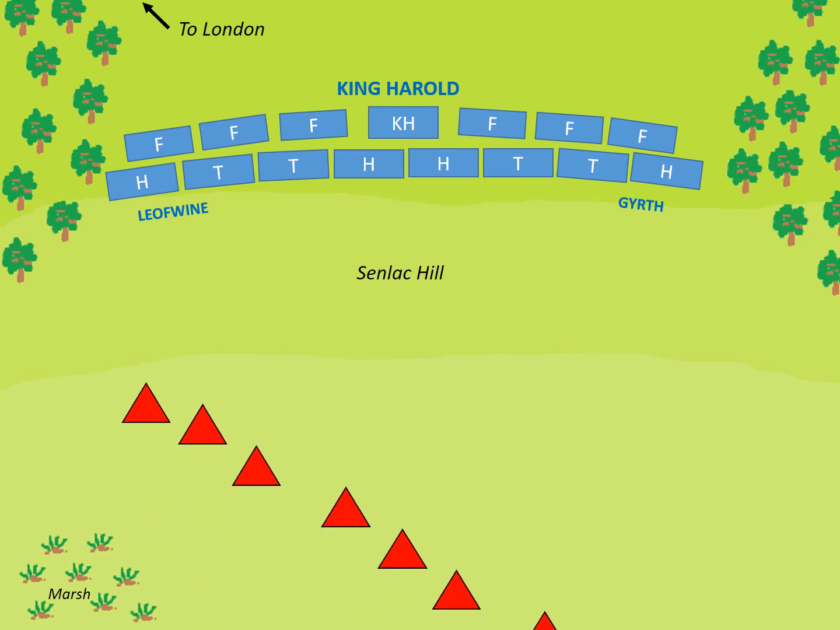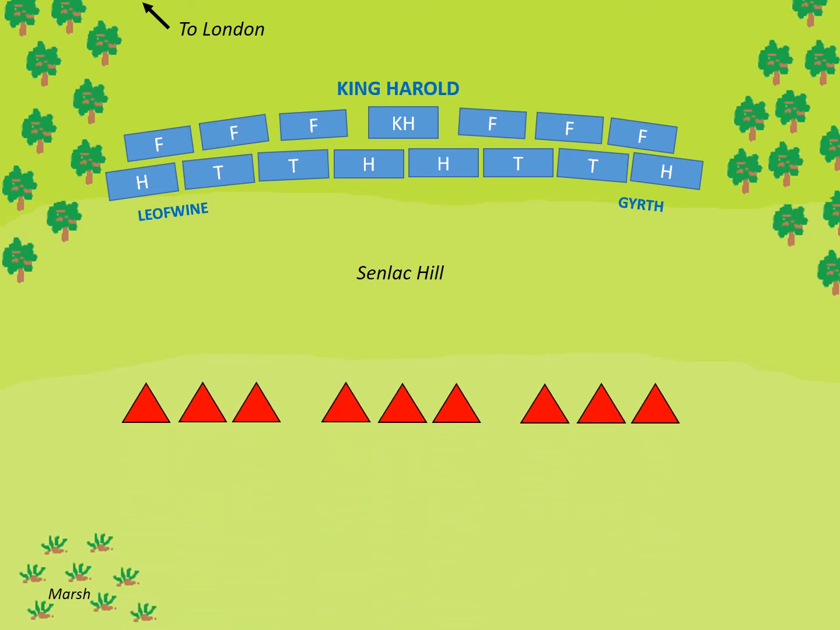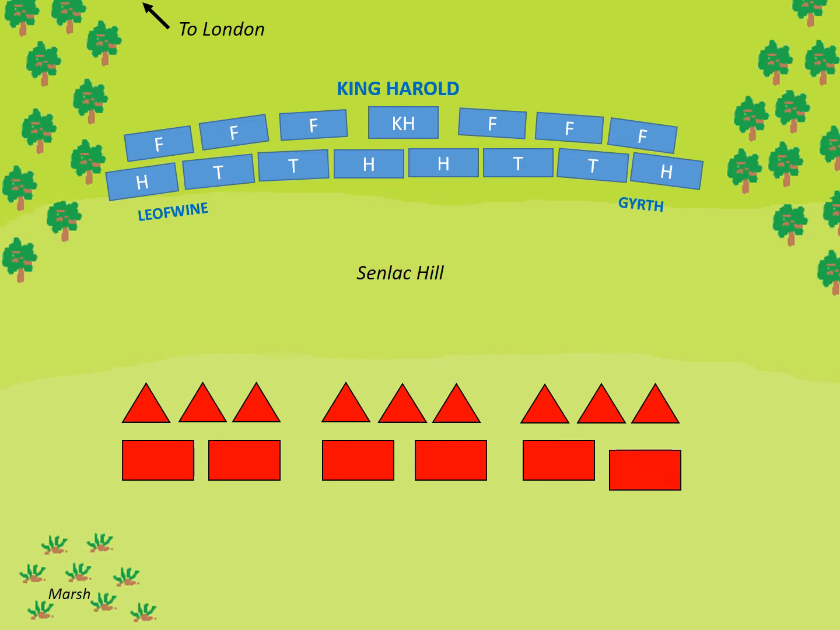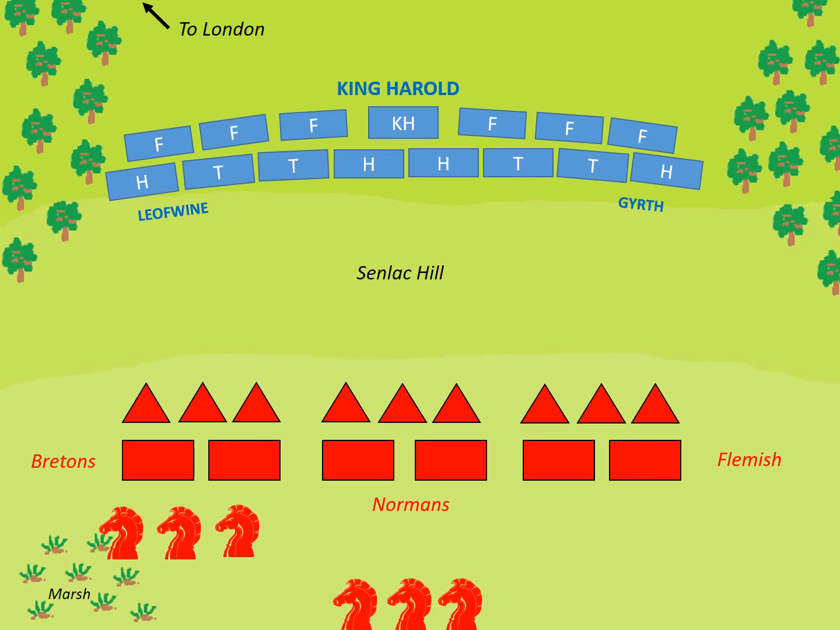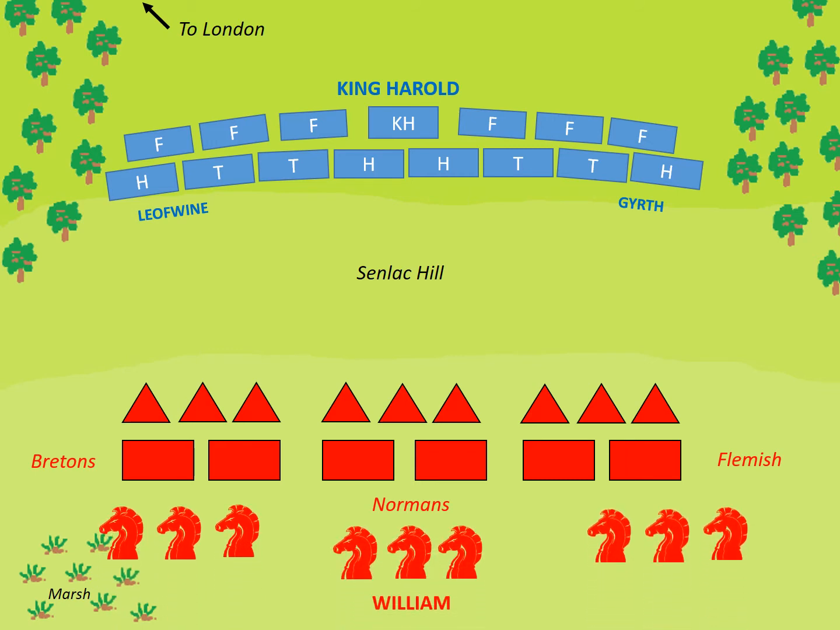Let's consider the Norman deployment now. Duke William positioned his soldiers in 3 rows. The first row were his archers. The second row were his infantry, armed with swords, spears, shields, and in mail armour. And the third row were the cavalry, which William had brought across the channel at such challenge and great risk. So William had a more modern and more flexible army, but he still needed to break through the shield wall atop the hill.